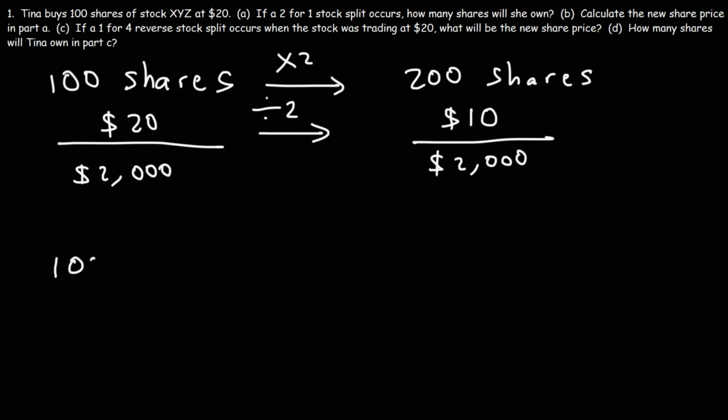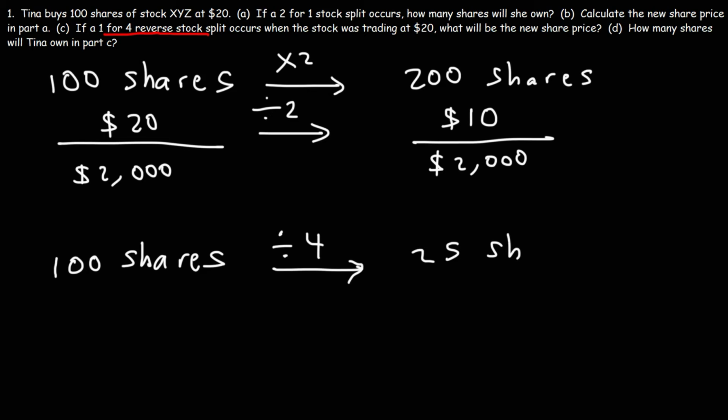So let's go back to the original situation where she had 100 shares to begin with. So what's going to happen in this 1 for 4 reverse stock split? What does that mean? That means as an investor, she's going to receive 1 share for every 4 shares that she owns. So in a reverse stock split, we know the number of shares is going to go down. In this case, it's going to go down by a factor of 4. So we're going to divide this by 4. 100 divided by 4 is 25. So after this event, she will own 25 shares of stock XYZ.